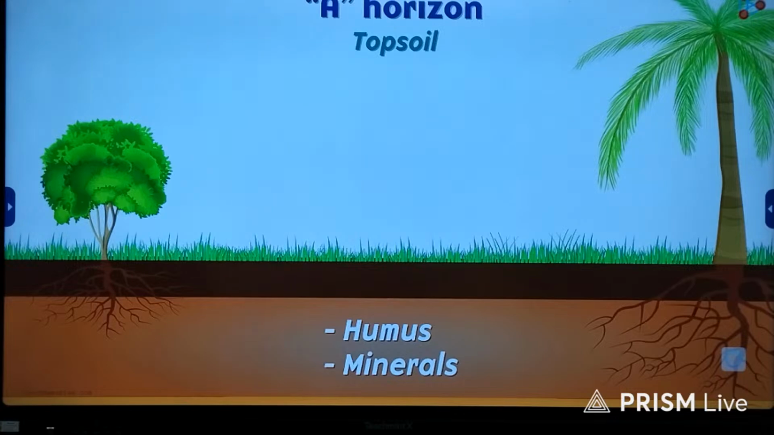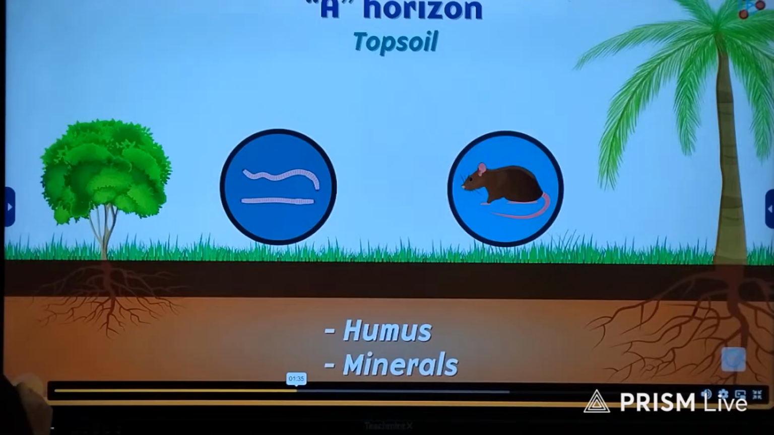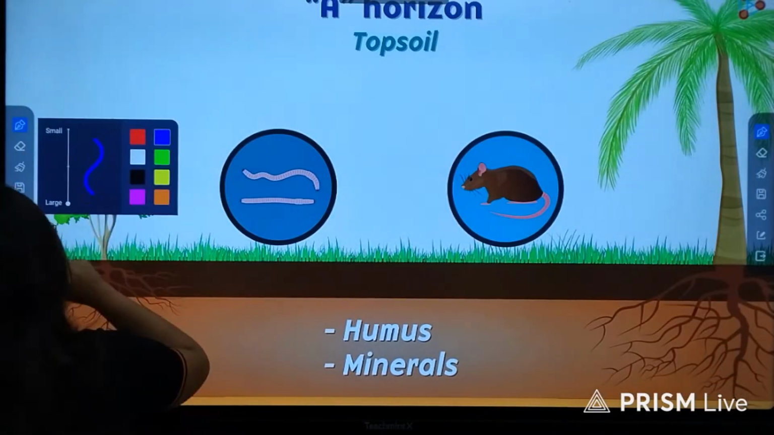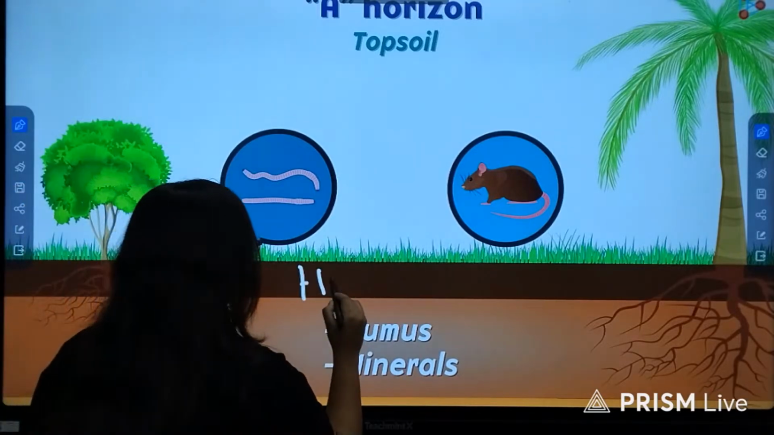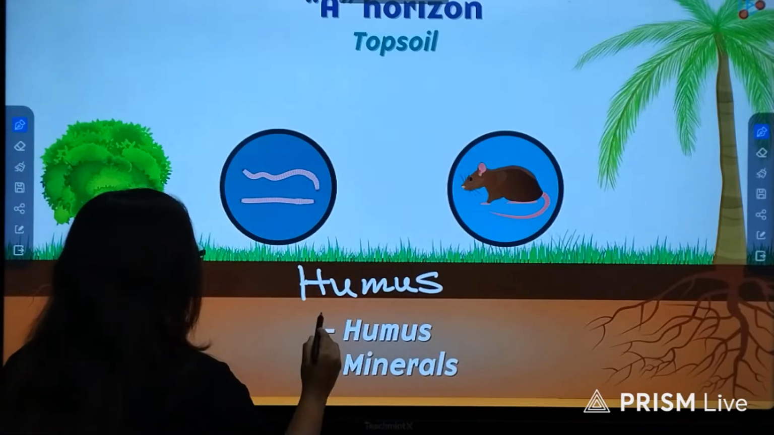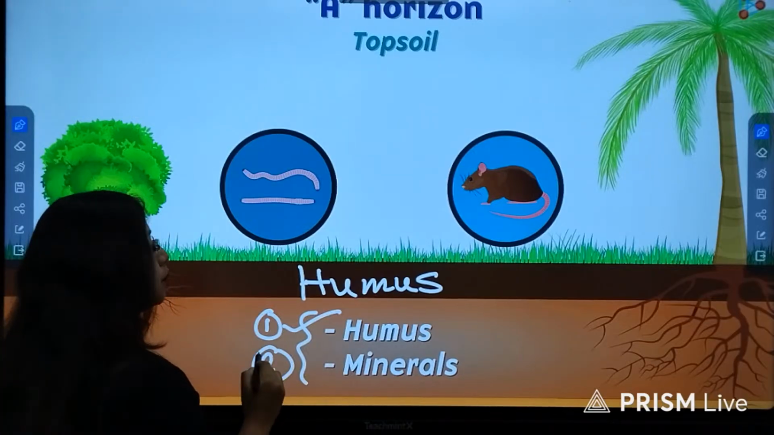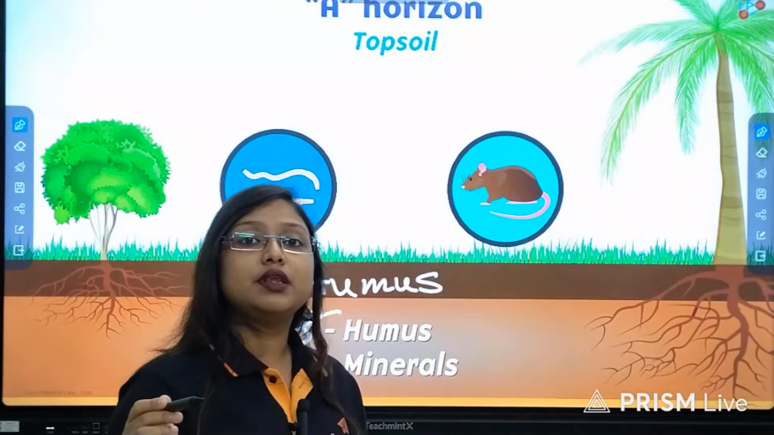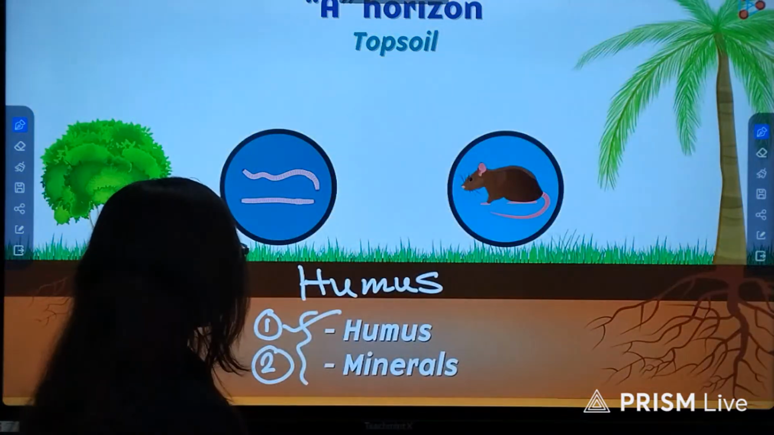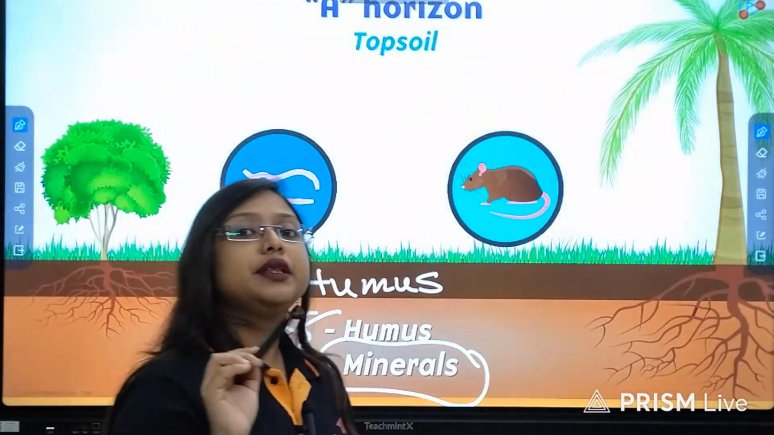Not only this, but also organisms like little worms and even a few types of rodents can live here. Just think about it, we already talked about humus. But here we can see humus and minerals, two kinds of things. Humus is already present there, helping to supply nutrients for the growth of the plant, and there are also minerals, an extra product, which also help the plant to grow.